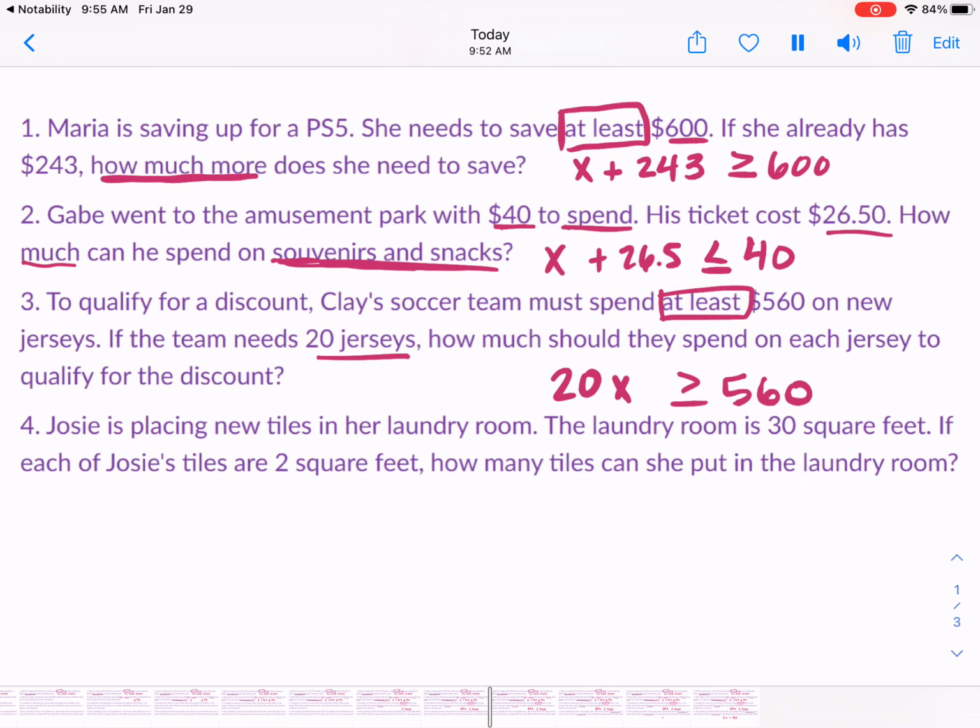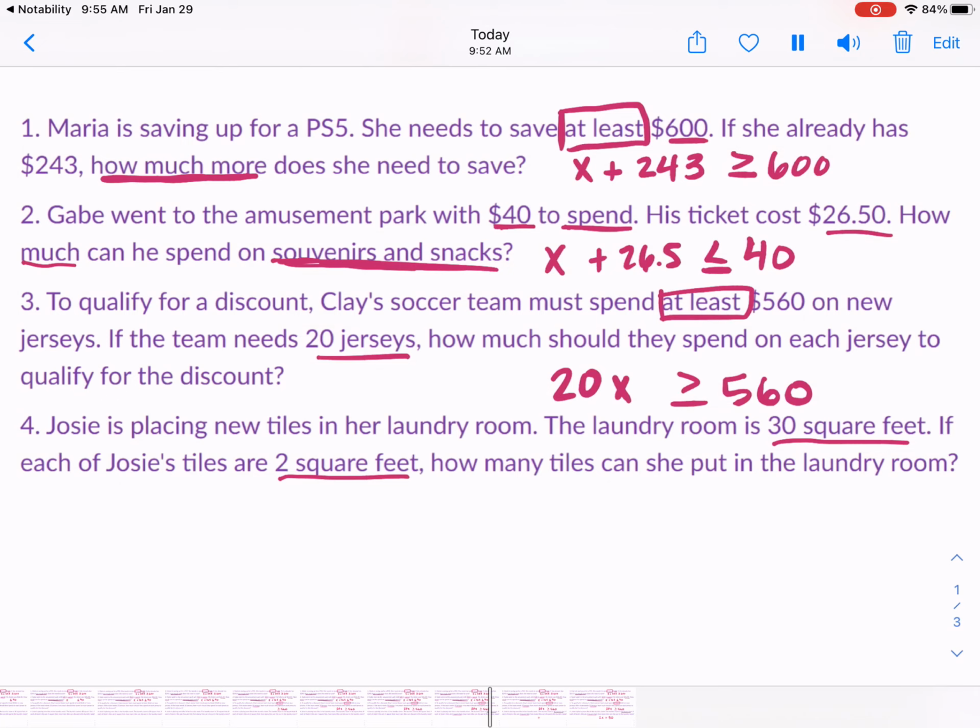All right, Josie is placing new tiles in her laundry room. The laundry room is 30 square feet. If each of Josie's tiles is 2 square feet, how many tiles can she put in the laundry room? So this one you have to really think about, because if she's placing tiles on a floor, we don't want more or fewer tiles. If we put more tiles, they're not going to fit and she'll have extras. If it's not enough, then she'll have gaps in her floor and it'll look weird.